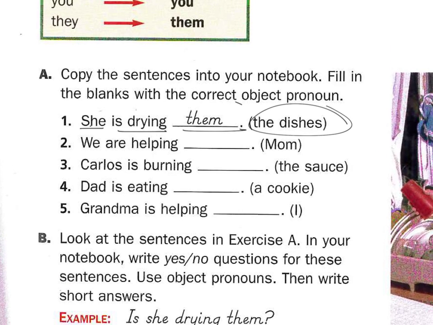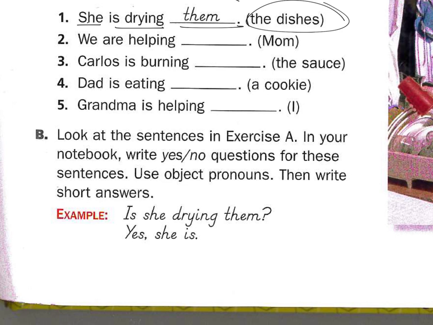Now look at the sentences in practice A that we just did. Look at those sentences in your notebook. Write yes or no questions for these sentences. Use object pronouns, then write short answers. For example, looking at number one, is she drying them? So she is drying them. Is she drying them? So we change the order for the question. Is she drying them? Yes, she is.